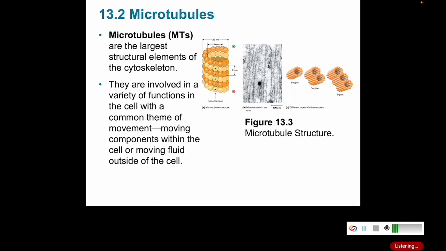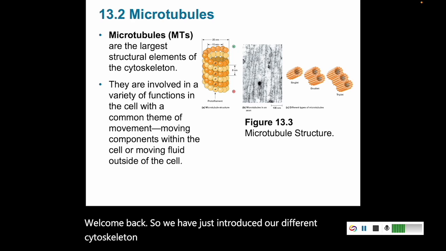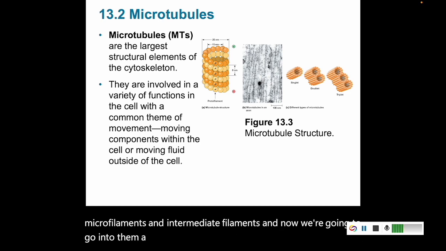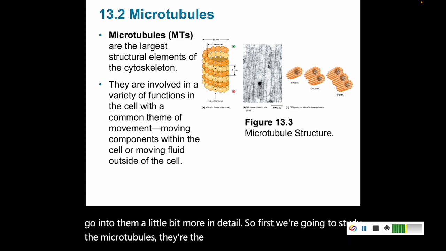Welcome back. So we have just introduced our different cytoskeleton proteins. We've talked about microtubules, microfilaments, and intermediate filaments. And now we're going to go into them a little bit more in detail. So first we're going to study the microtubules. They're the largest structural elements in the cytoskeleton.